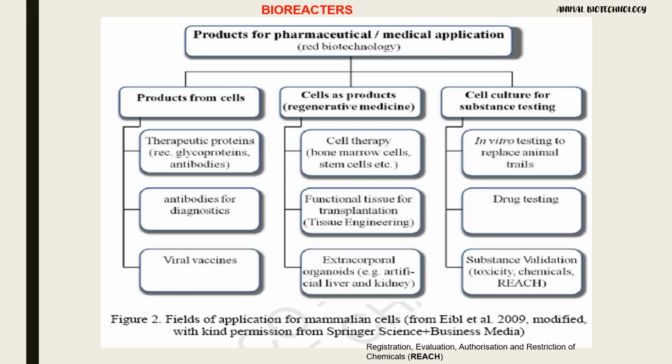First, products from cells. Example, antibodies, vaccines, hormones. Second, cells as products. Example for cell therapy and transplantation. And third, cells used for testing pharmaceutical products and chemicals, etc.